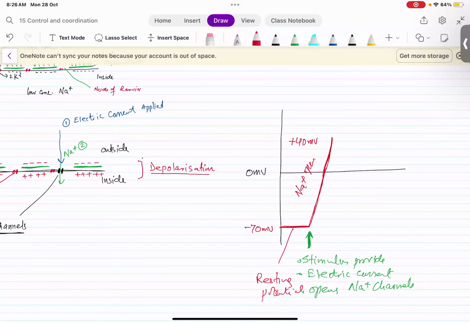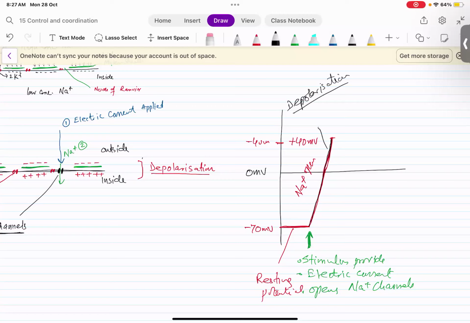Sodium channels open. So sodium keeps on moving in, and this potential difference reaches plus 40 millivolts. Until it reaches plus 40 millivolts, the sodium channels don't close. So this change in the potential difference is known as depolarization.